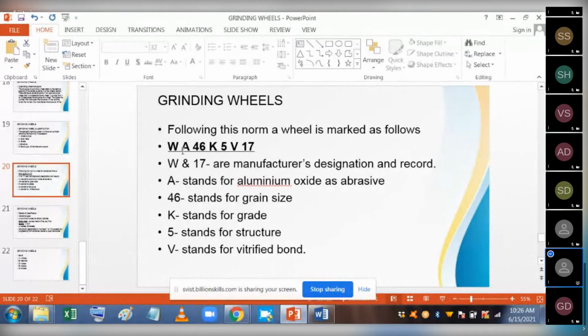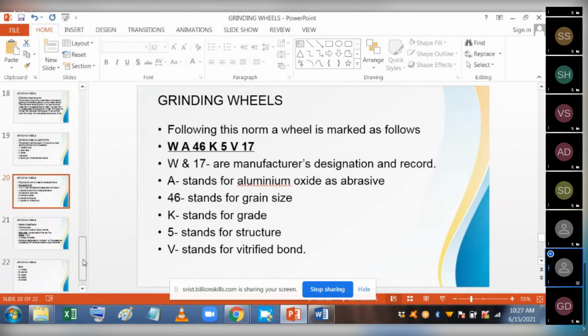Now, what is A? We already know that this is the designation of the abrasive used. A stands for aluminium oxide. We already said, if it is S, then that is for silicon carbide. Then 46 stands for the grain size. We already said that the grain sizes are given in numbers of the mesh, which you have already discussed.